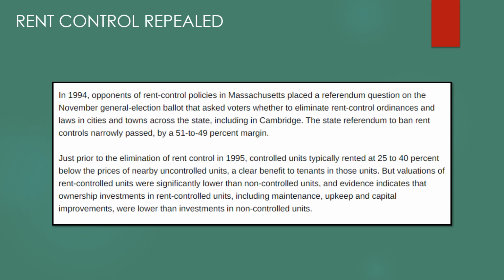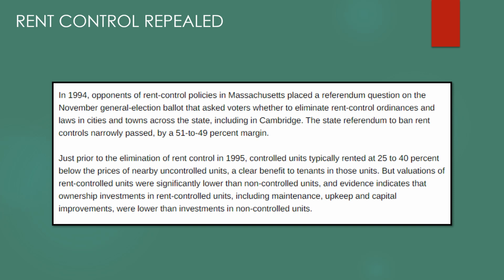So in 1994, the opponents of rent control policies in Massachusetts placed a referendum question on the November general election ballot that asked voters whether to eliminate rent control ordinances and laws in cities and towns across the state, including Cambridge. This state referendum to ban rent controls actually passed by a 51 to 49% margin. And from the reading that I have, the research I've done, this was a very big surprise. Many citizens in Massachusetts were not expecting this to pass. It did pass. So now rent control is gone.